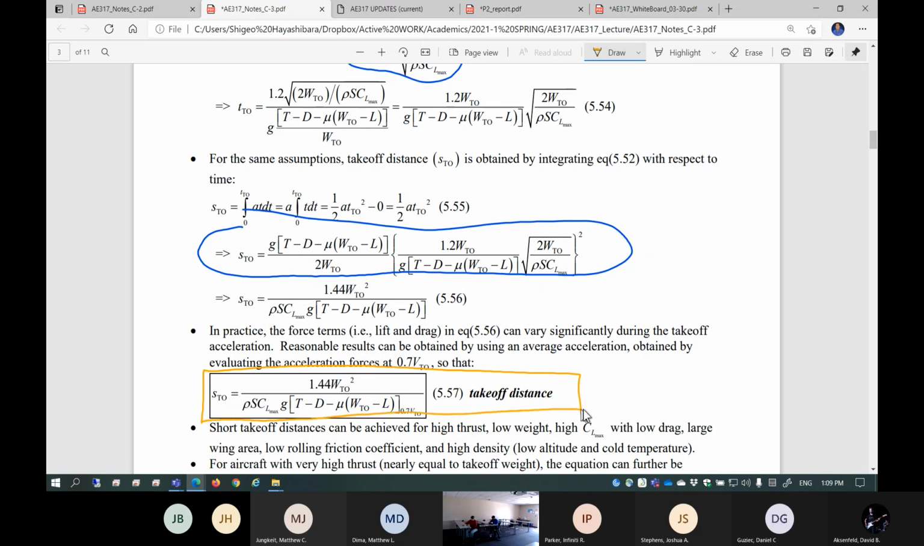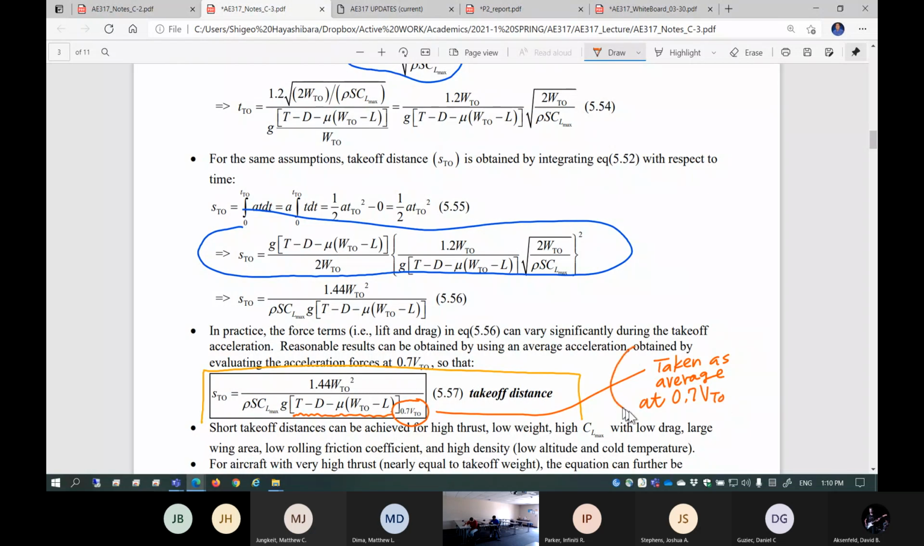Now, when you come up with takeoff distance, the important thing is that the values within this bracket are going to change. At the very beginning, your velocity is 0. At the very end, you have your maximum velocity. Throughout the acceleration process, thrust and drag and loading resistance, everything changes. So we are going to take the value within the bracket as an average, at the condition of 0.7 times velocity takeoff.